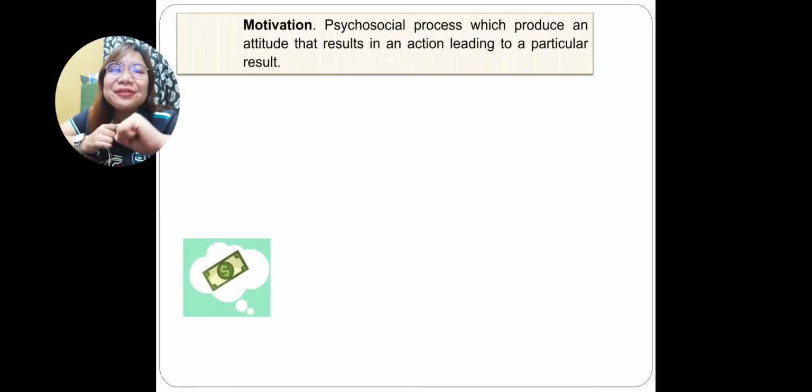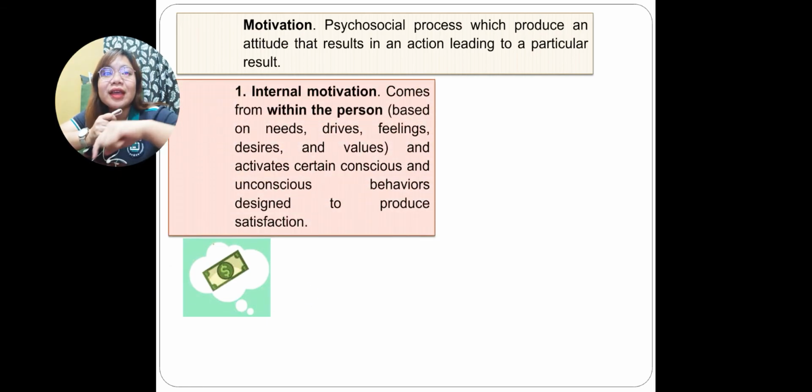Okay, next, we have motivation, the one that we are discussing. Motivation is a psychosocial process which produces an attitude that results to an action leading to particular result. Okay? So, motivation class is something that happens to us psychologically and socially. Okay? And it results into a certain attitude. That attitude could be, I'm gonna do this, okay? That attitude is, I'm going to finish this. And because you wanna do this, you wanna finish a certain thing, it leads into action. You actually do it for you to have the result. That is motivation. Okay? It is something that you feel within you. It develops an attitude of doing a certain thing, and then it leads you into a particular result by doing it.